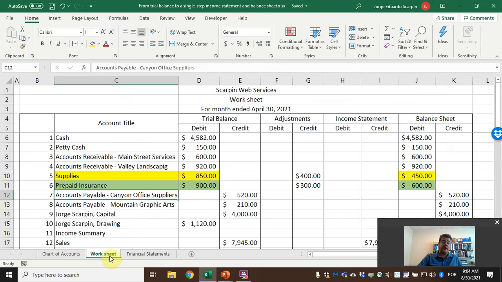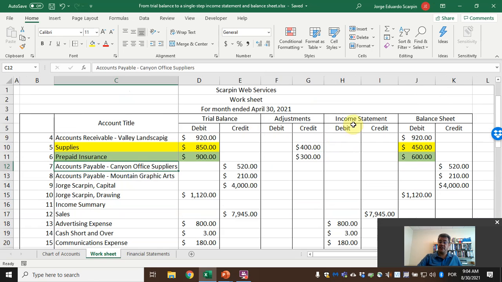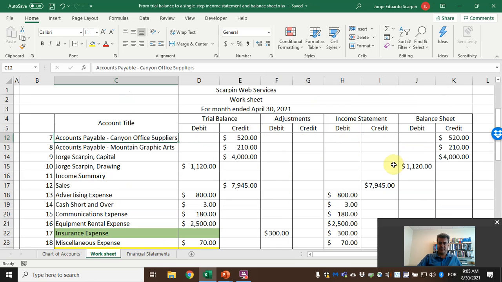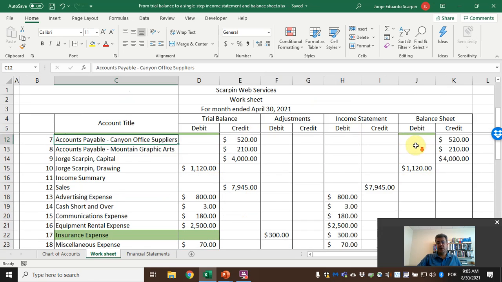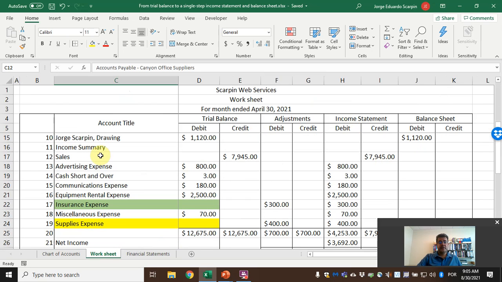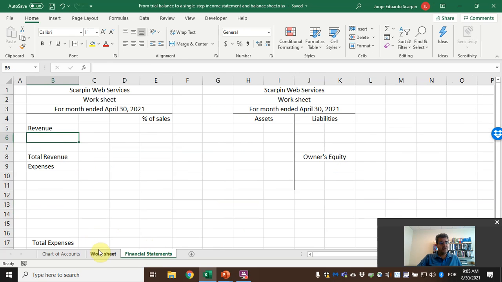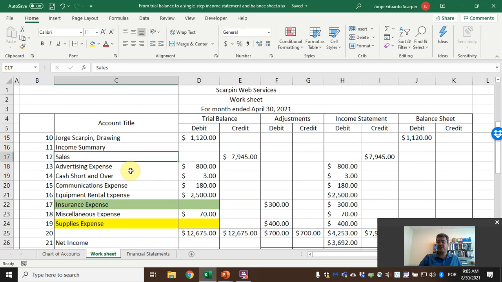So what do we have here? Our worksheet with our trial balance and adjusted trial balance with income statement and balance sheet. So what do we have here? Sales, credit here, and a lot of expenses. So first of all, let's work with the sales on two different sales. Only one, we will not be able to find a total and so on.